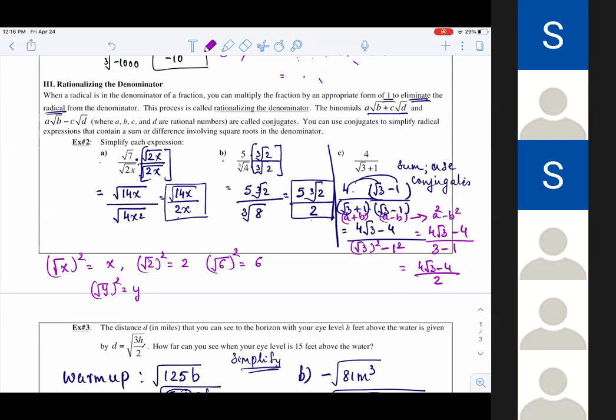And if you want, you can do one more step. What is 4 radical 3 divided by 2? That's 2 radical 3. And minus 4 divided by 2, which is 2. You can do this if you want.